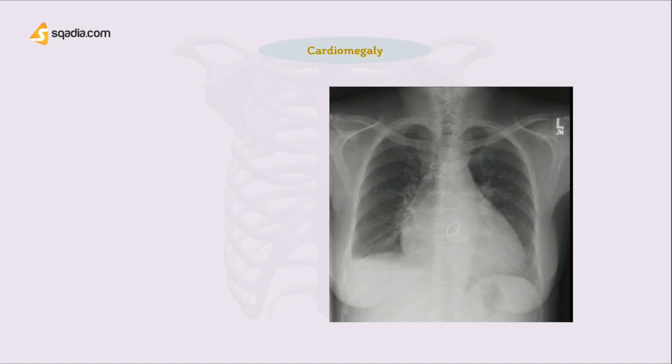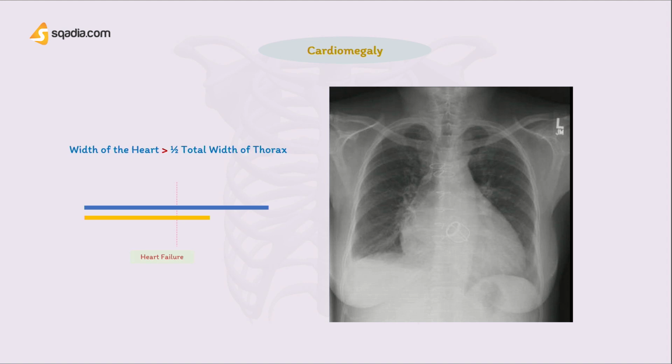Next, we have cardiomegaly, which is the enlargement of the heart. Now, if the width of the heart is more than half the total width of the thorax, the patient has cardiomegaly. The width should be measured horizontally and is the longest possible distance between the left and right heart borders. The most common reason for the heart to be enlarged is heart failure.